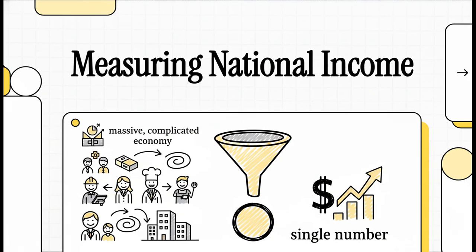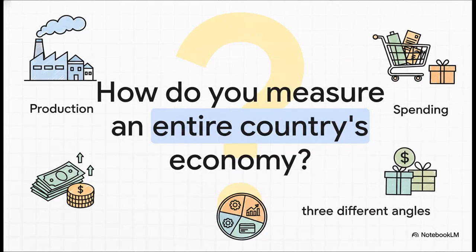Have you ever wondered how economists do it? I mean, how do they take this massive, complicated thing, an entire country's economy, with millions of people, businesses, and all these transactions, and somehow boil it all down to a single number, like gross domestic product? It seems kind of impossible, right? Okay, so let's really get into this. How do you actually put a price tag on everything a whole nation produces, earns, and spends in a year?